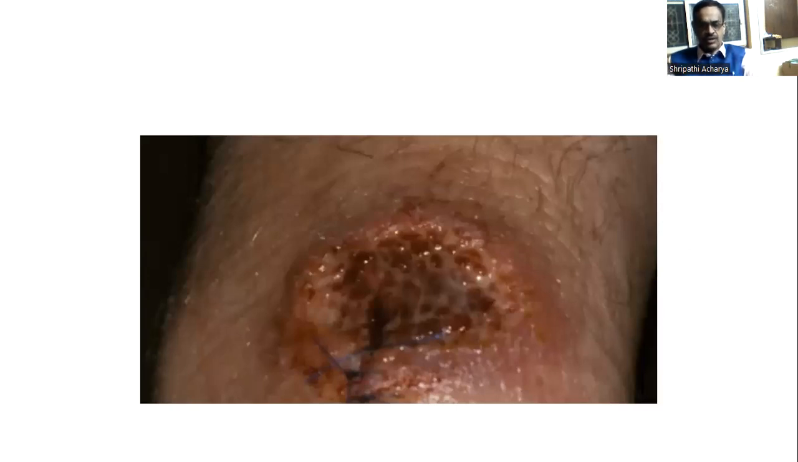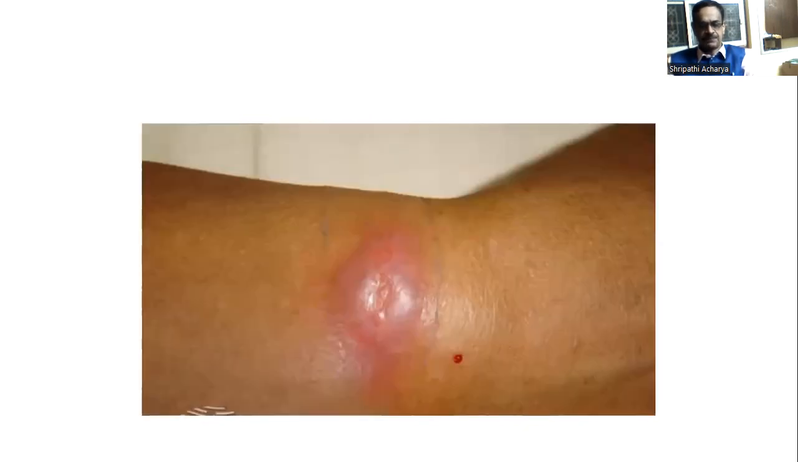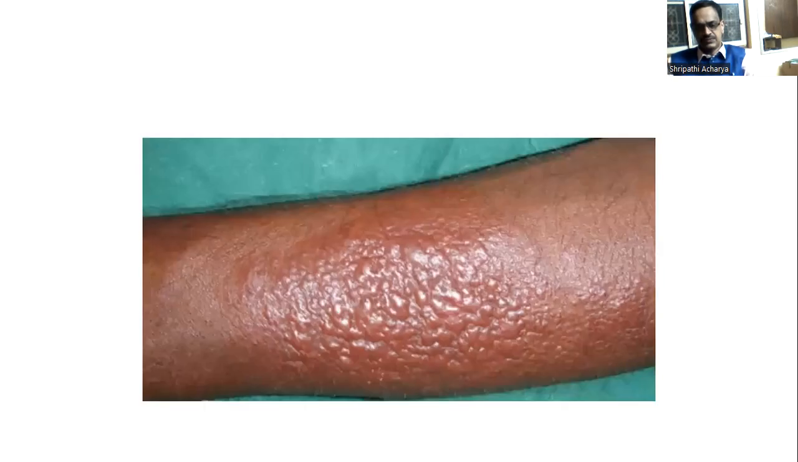See the lesion of the cutaneous leishmaniasis. There is the raised area, central ulceration, secondary infection, chronic inflammation. The sandfly is responsible for the transmission of the disease. This is a lesion of cutaneous leishmaniasis. You can see a raised lesion. It's also cutaneous leishmaniasis, with nodules and chronic inflammatory reaction in the skin.